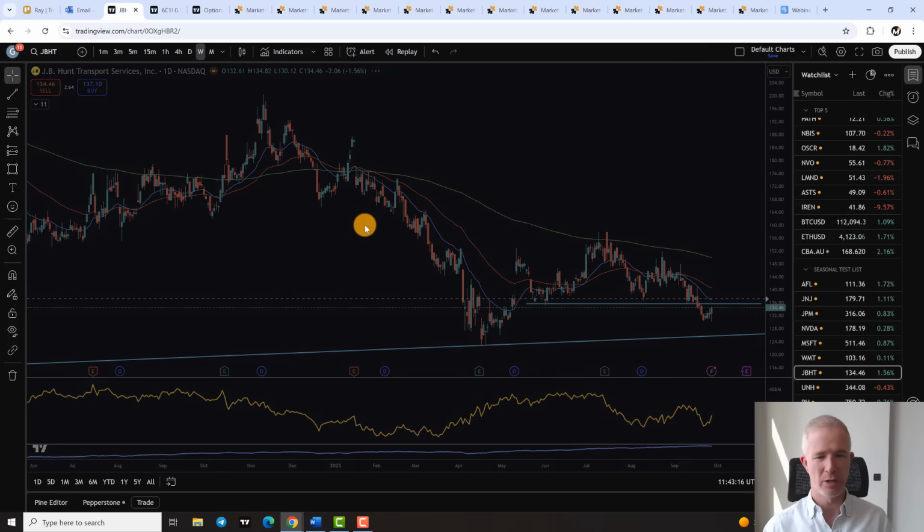Alternatively, if we see a strong break back above this level, that is something I would be looking for continuation to the upside in there.